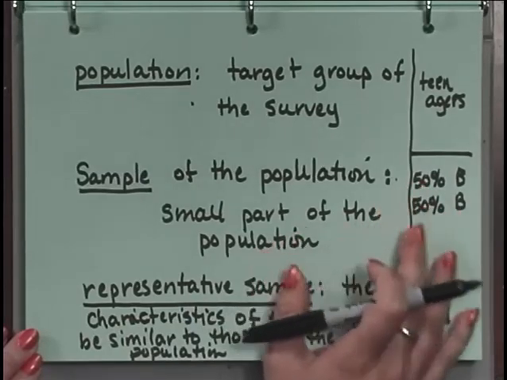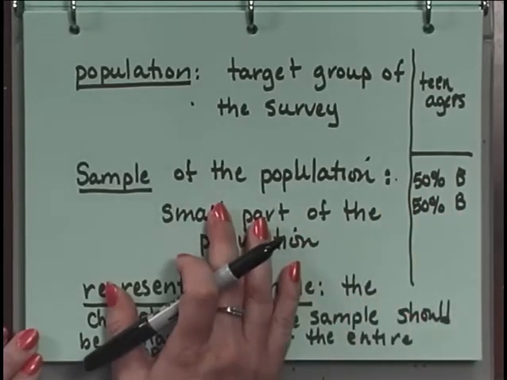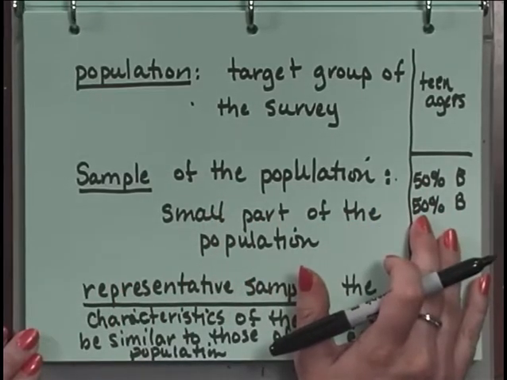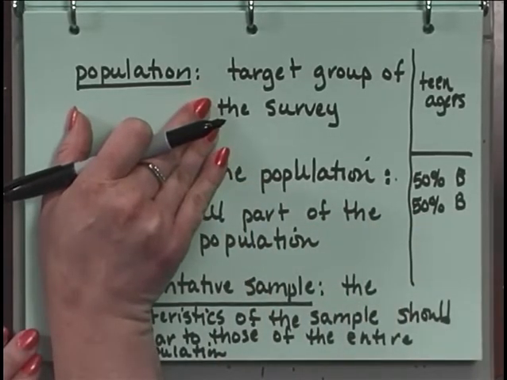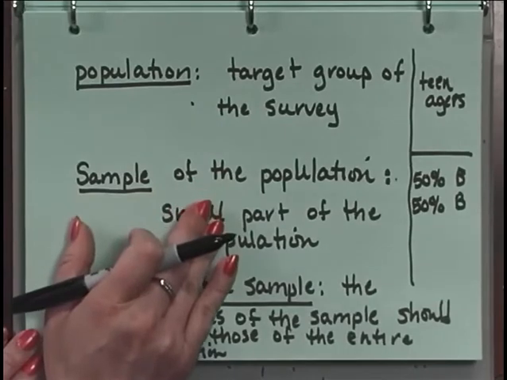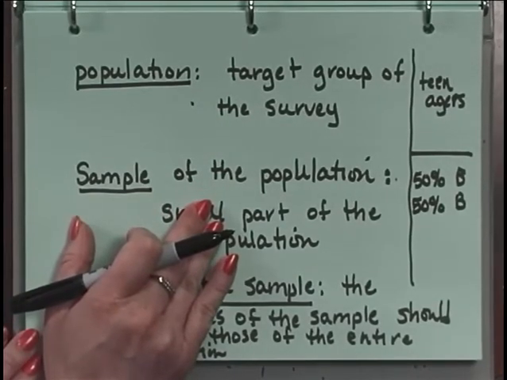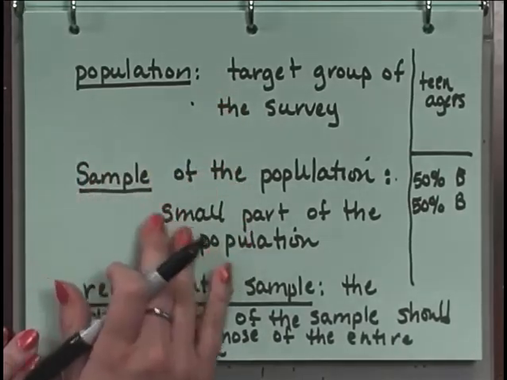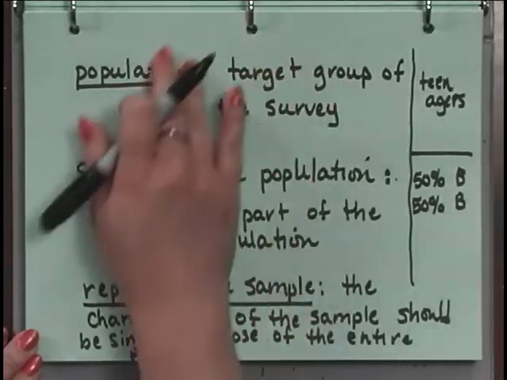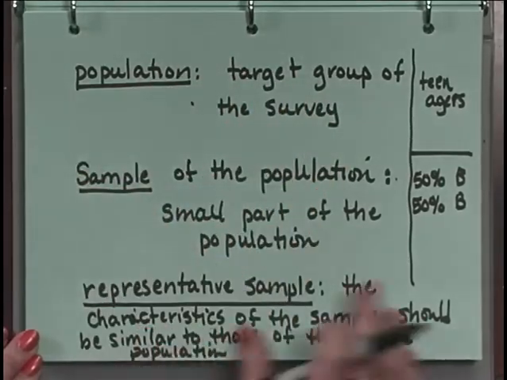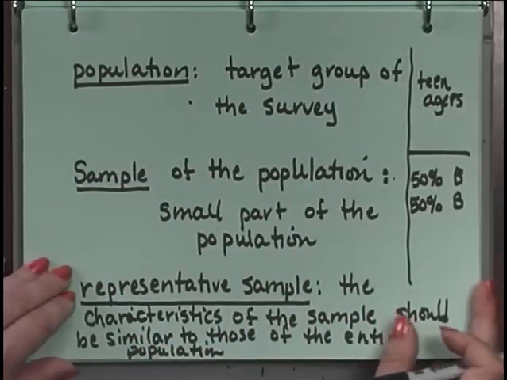So you would want to look at these. Let's say, for instance, that a certain percentage of the population would claim a certain religion. Then you would want that same percentage in the sample to be claiming the same religion. So you want to be careful when you choose the sample that the characteristics of the sample should be similar to those of the entire population. And we call this a representative sample.